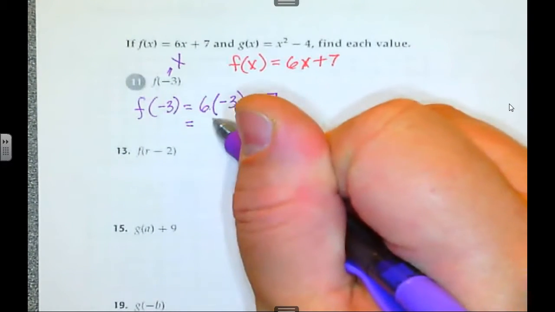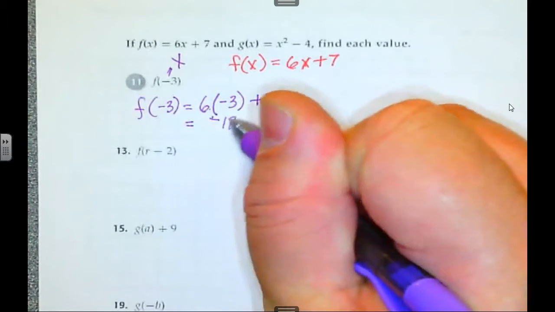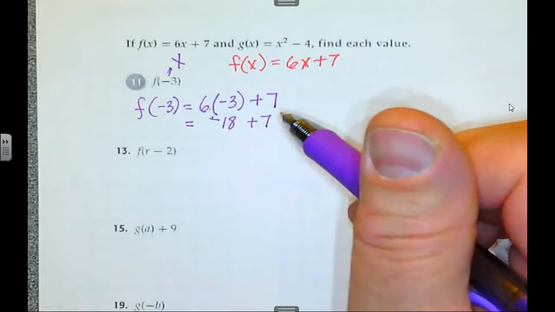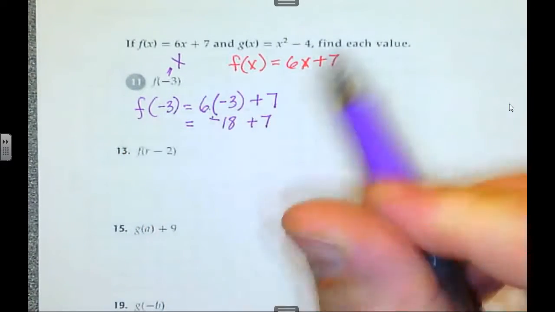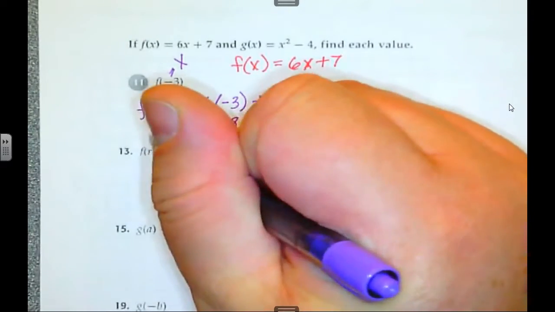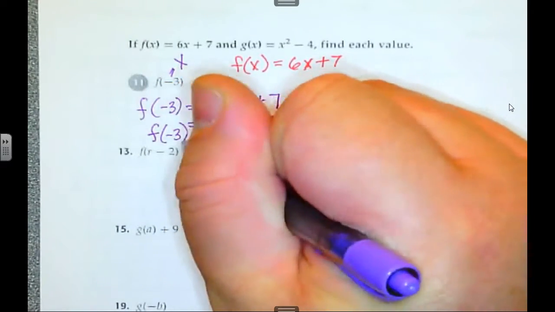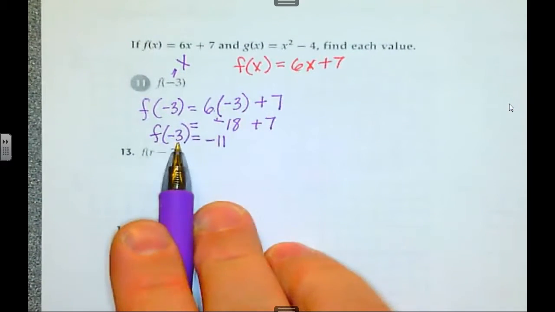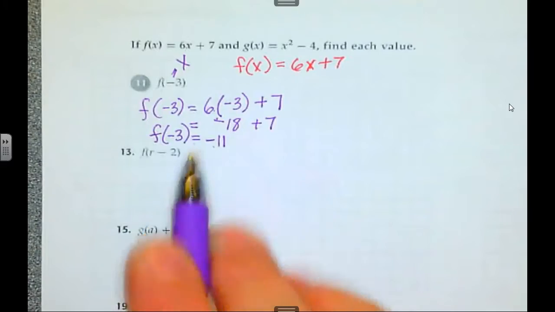6 times -3 is -18. If you can simplify it, simplify it. So the f of -3 equals -11.